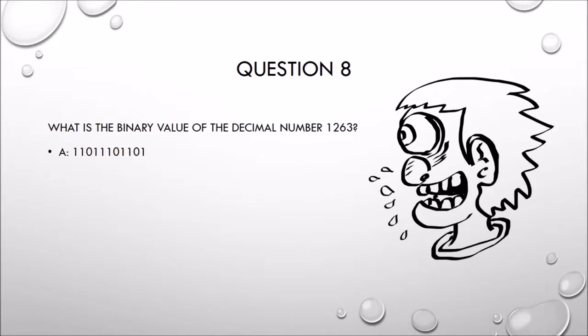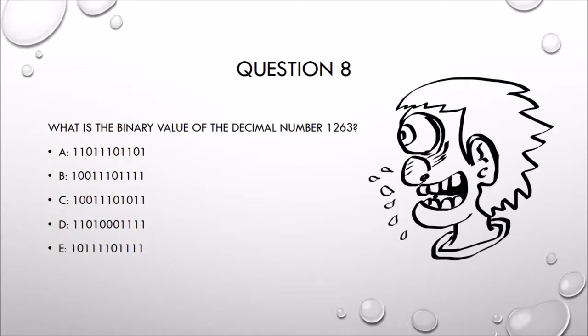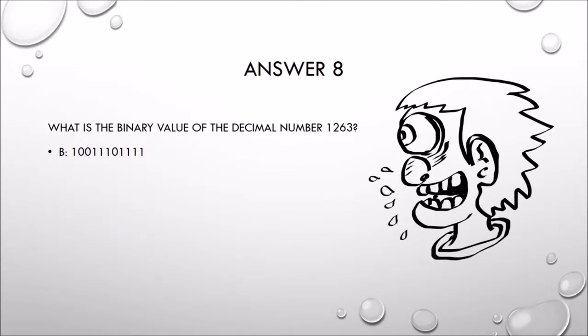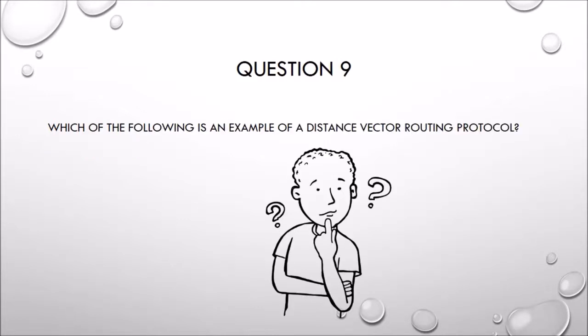Question 8. What is the binary value of the decimal number 1263? Is it A, 11011101101, B, 10011101111, C, 10011101011, D, 110100001111, or is it E, 10111101111? And the answer is B, it's 10011101111.